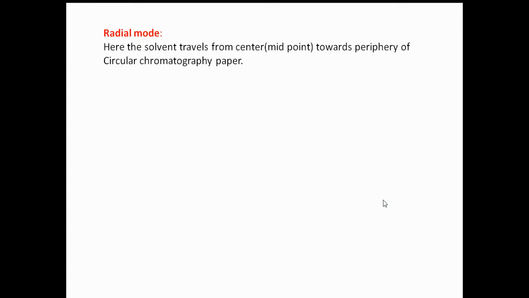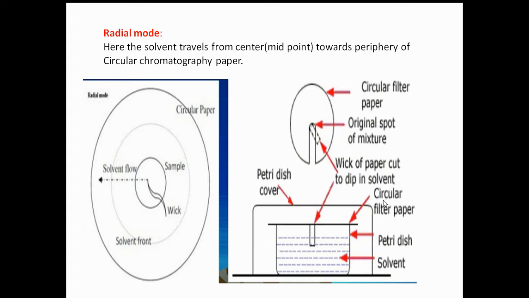And the other type is a radial mode. Now in this case, we'll be taking a circular paper, a Whatman filter paper. What we have to do is cut from the circumference. This is the circumference of the circle of the paper. From here you need to cut till the center and then just an arc of that. So just cut a piece of the paper from the circumference to the middle, like this. If we cut, it is shown in this diagram, see.